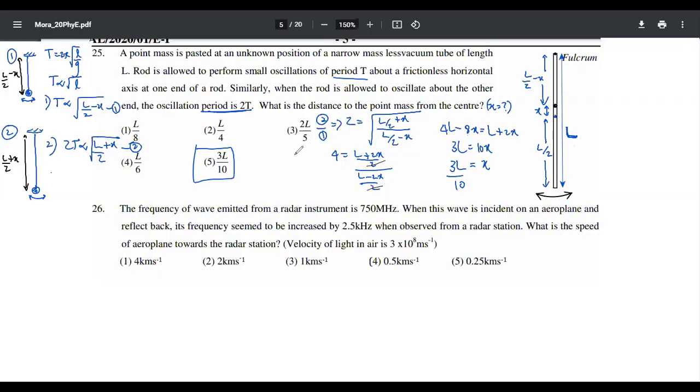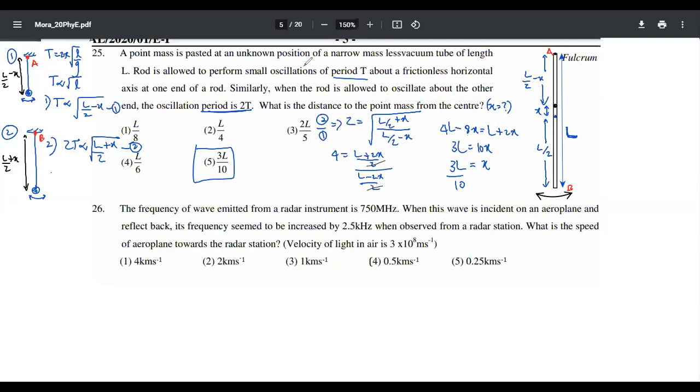Good question, that one. A different one. For your later reference, I'll take this point as A, I'll take this point as B. When I say first case, I have hung it from point A. Second case, I have hung it from point B. That's what's happened. All right.